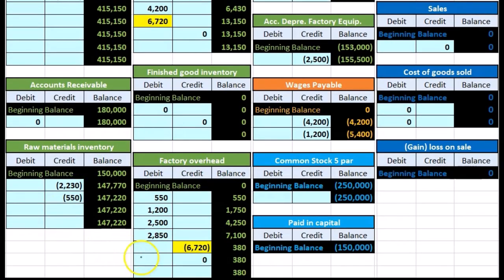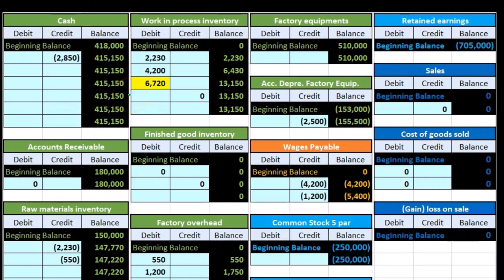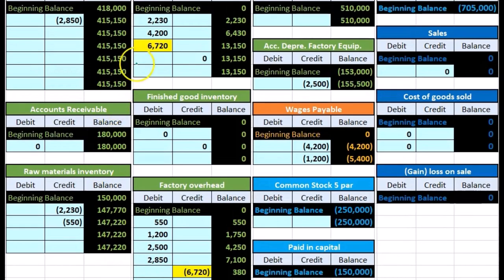Next thing that happens is factory overhead goes down and work in process goes up, meaning work in process was at 6,430. It's going up by 6,720 to 13,150. Factory overhead was at 7,100. It's going down by 6,720 to 380. Now these are both kind of asset accounts. They're both kind of inventory accounts. This inventory account is going down. We're putting it into work in process.